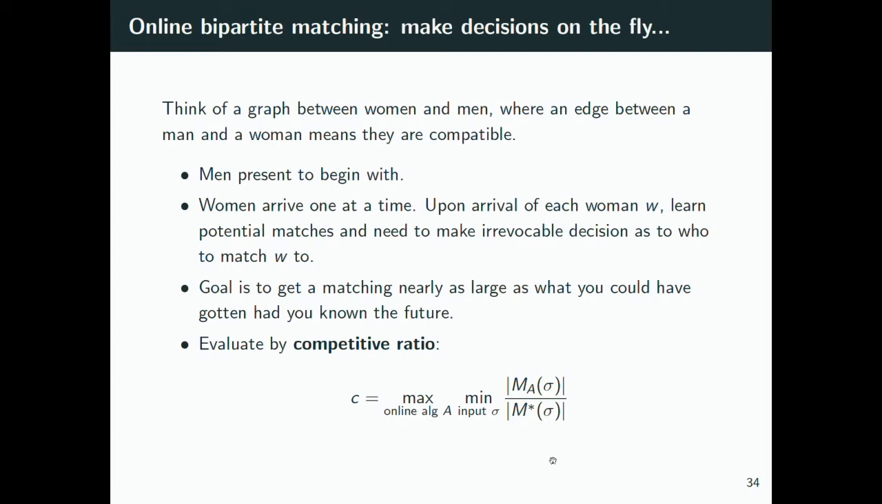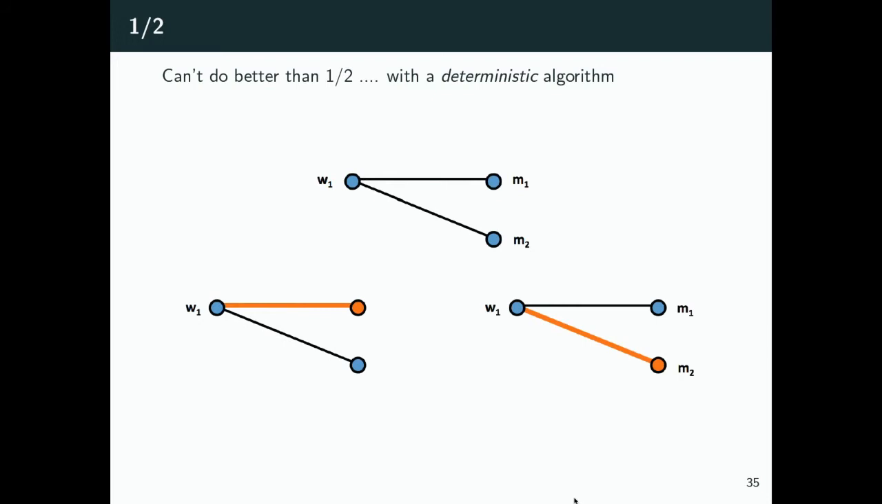I want to show you immediately that if you're going to use a deterministic algorithm, you can't do better than 50%. In other words, there's no online deterministic algorithm that can guarantee on every input that the size of the matching it finds is at least 50% of the optimal matching. Here's why, with a very simple example. Suppose woman one shows up and she's compatible with both men. Your algorithm is going to choose one of these edges to match her. Your algorithm will either match her with man one or with man two.